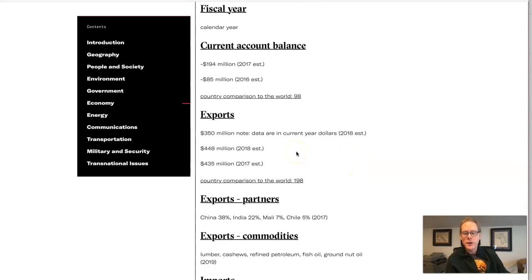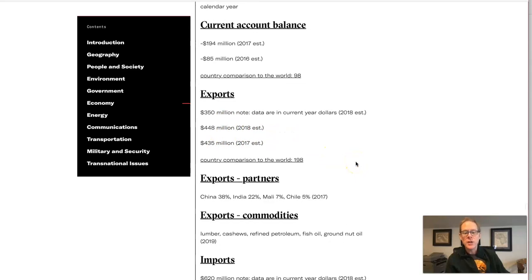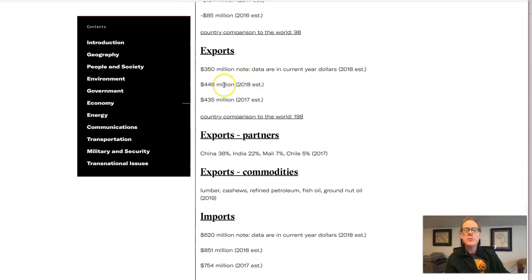And here's another measure, exports, okay? 2018 estimate of $448 million. What are they exporting? Lumber, cashews, refined petroleum, fish oil, groundnut oil, all right? Exports of $448 million, imports of 620 million. What does that mean? That means trade deficit, right?